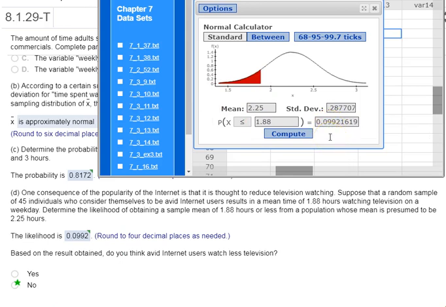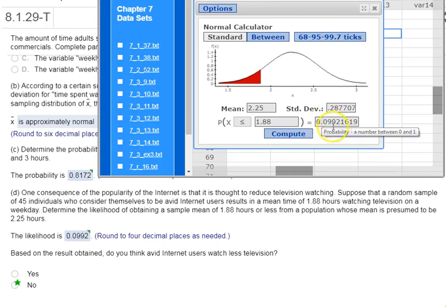And so what that's saying is even if we included everyone in the world, not just the people who use the internet a lot, we would still get a sample with a sample mean of 1.88 hours about 10% of the time. That's not that unusual, 10%, 1 out of every 10 times. So there'd be no reason for us to think this is a very strange or unusual event.